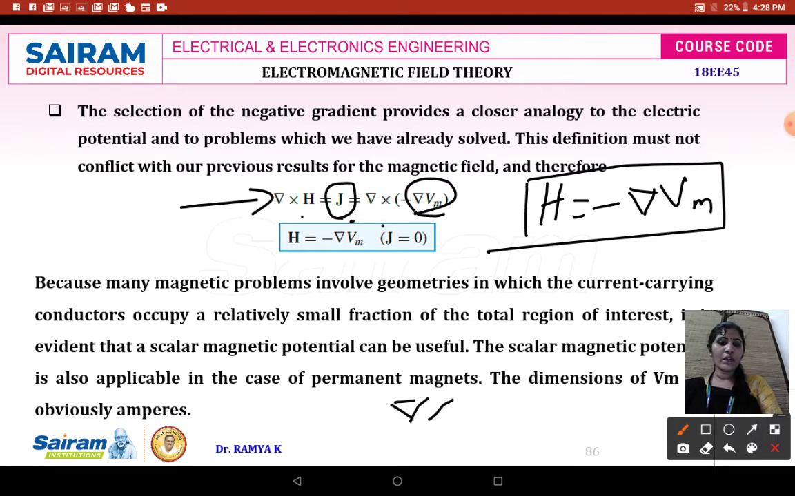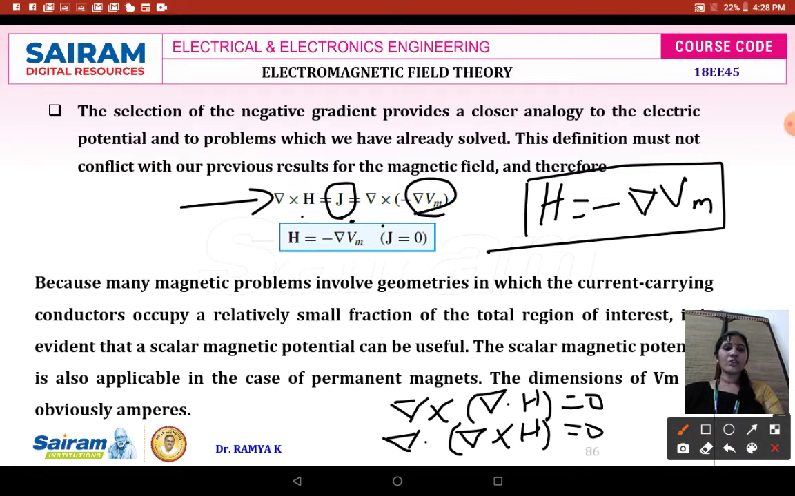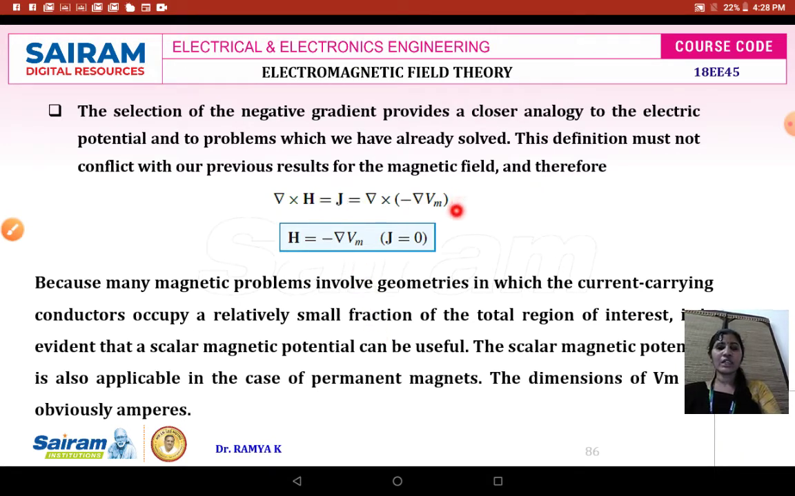We know that the divergence of curl of any vector is equal to 0. It is a vector rule. So based on that, the curl of the gradient of any scalar is equal to 0. Hence we are getting H is equal to negative gradient of Vm, and when you take the curl, it is equal to 0, because many magnetic problems involve geometries in which the current carrying conductors occupy a relatively small fraction of the total region of interest. That is the evidence that the scalar magnetic potential can be useful.